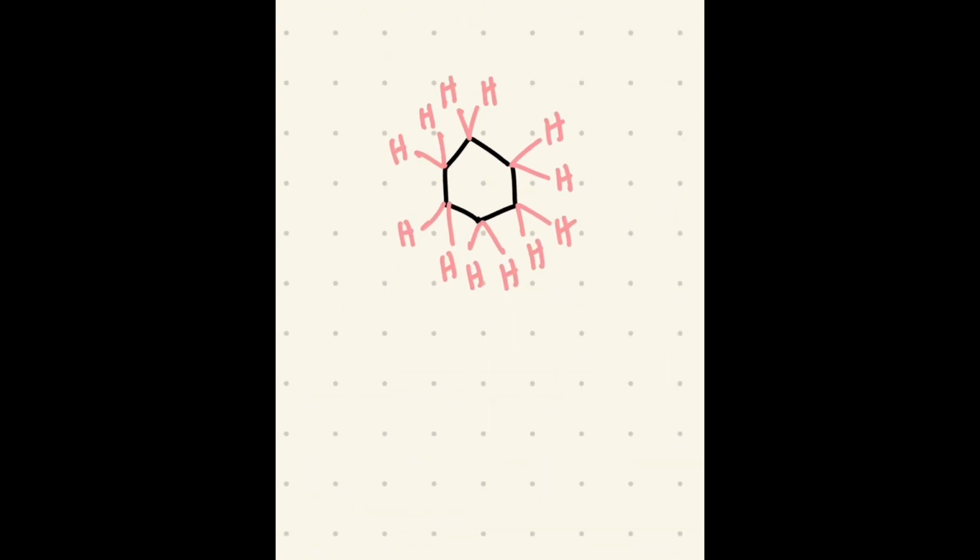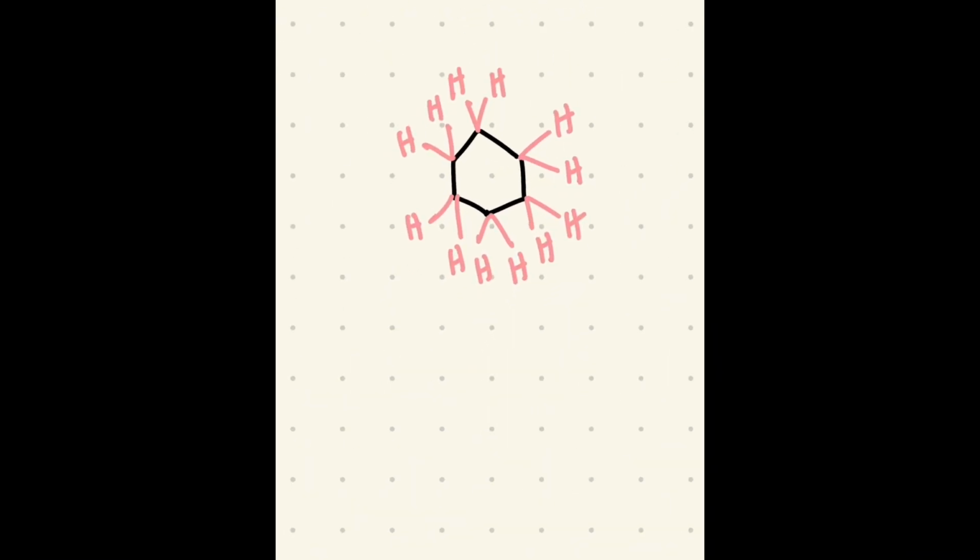Let's move on to this structure. Do we see any double or triple bonds? No. So immediately we know we have 0 pi bonds. How many sigma bonds do we have here? Let's count. 18 sigma bonds.